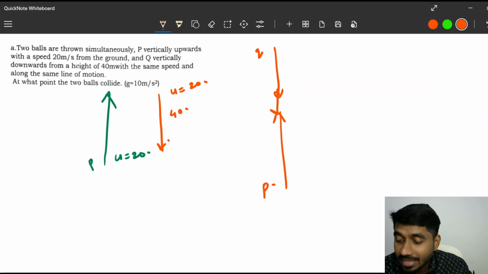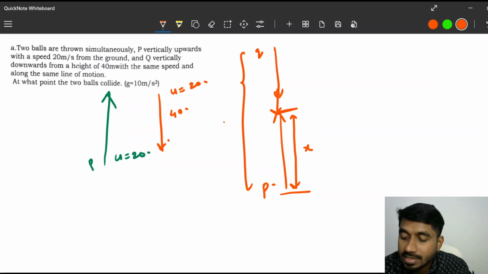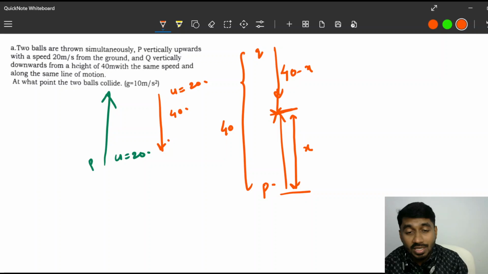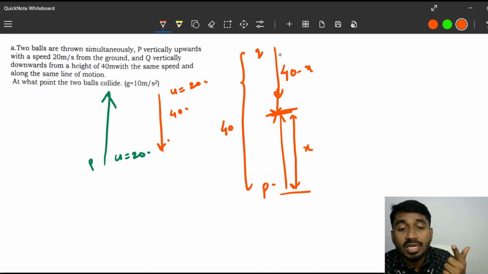I'm considering that they will collide at this point, and I'm taking the distance of the collision point from the ground as x. The total distance, Q is at a height of 40 meters, so Q will meet at the point 40 minus x. Any doubt in this, you can comment. Once again, this is the point where the two balls will meet, its position from the ground is x, which means Q has to travel 40 minus x to reach this point.